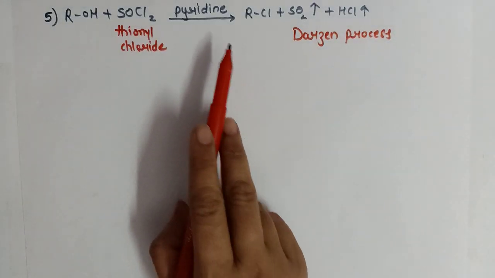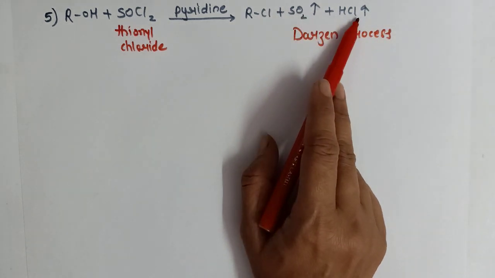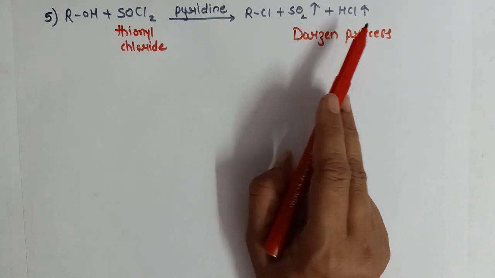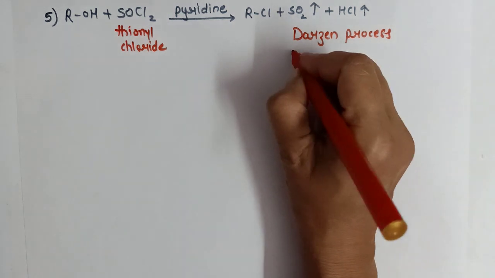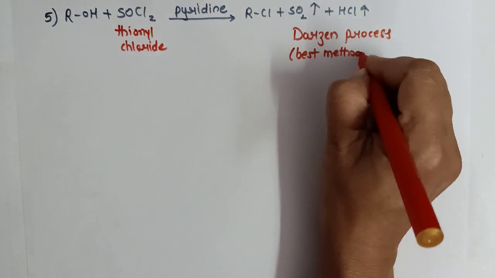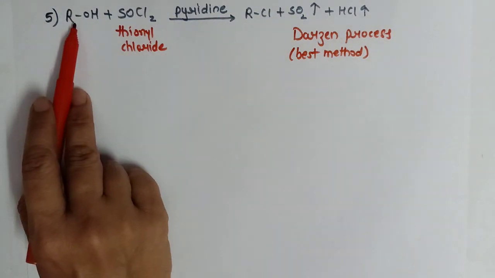Now you must have seen from this reaction that SO2 and HCl both are gases and therefore they will escape into the atmosphere, giving us pure 1 degree chloroalkane, and therefore it is the best method to prepare chloroalkane from alcohol.